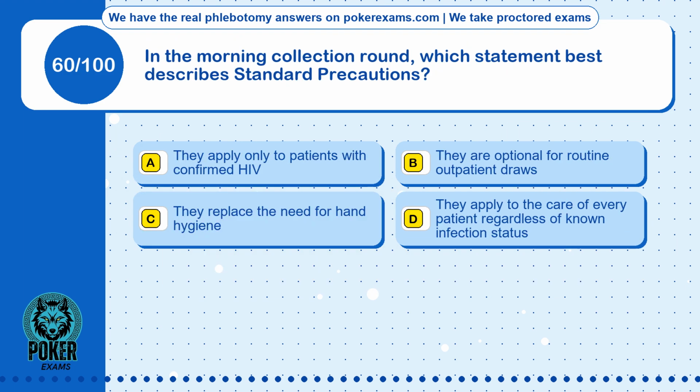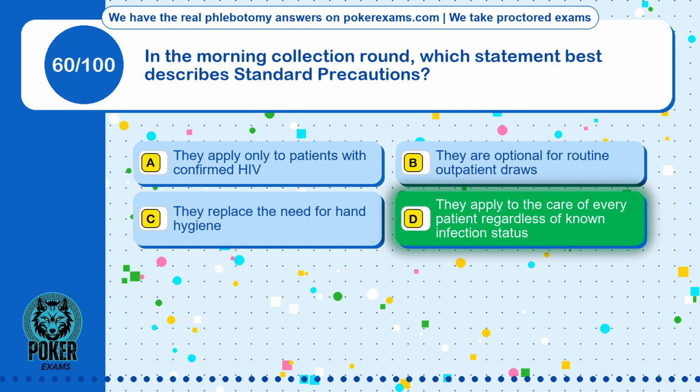Question 60. In the morning collection round, which statement best describes standard precautions? Option A. They apply only to patients with confirmed HIV. Option B. They are optional for routine outpatient draws. Option C. They replace the need for hand hygiene. Option D. They apply to the care of every patient regardless of known infection status.